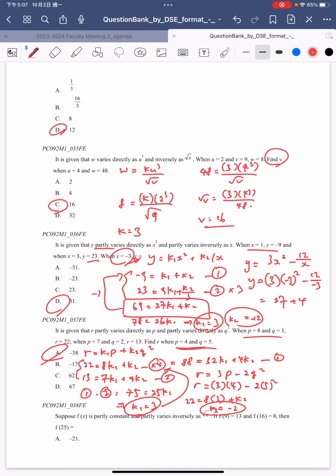So actually, in this kind of multiple choice, you don't need to write all of your steps very neatly. You can just do a rough work, do it quick. That is actually the main thing.